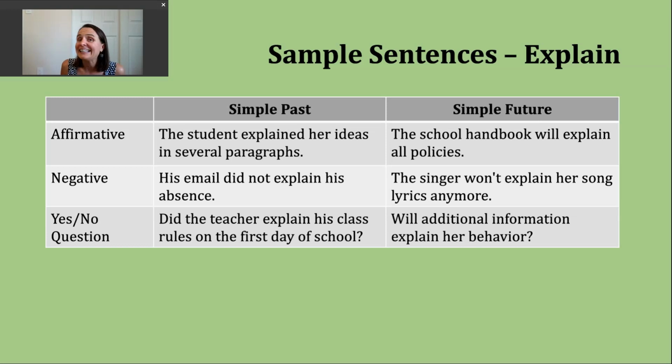If I want to make a negative sentence in the simple past tense, I'm going to use did not and then the base verb. So notice I'm not using the -ed form in the negative. Another example, his email did not explain his absence, right? So here we're looking for a reason or a cause. What made that person not be present, not show up?